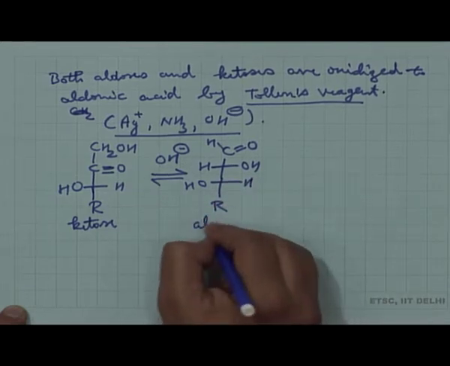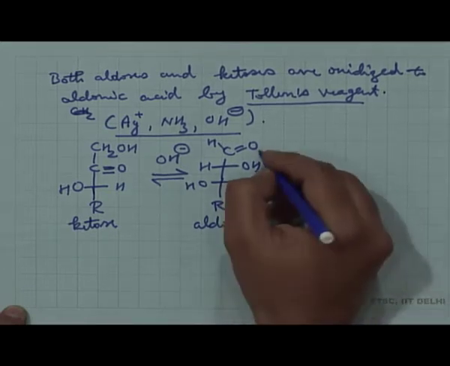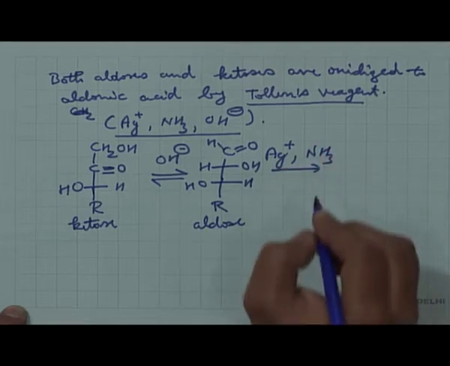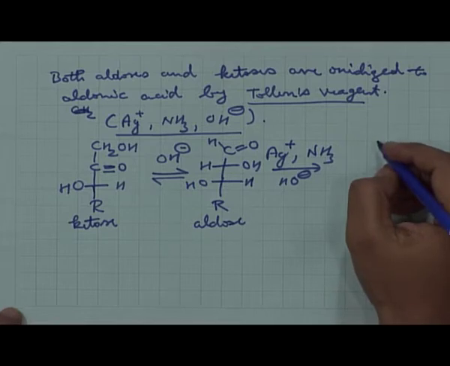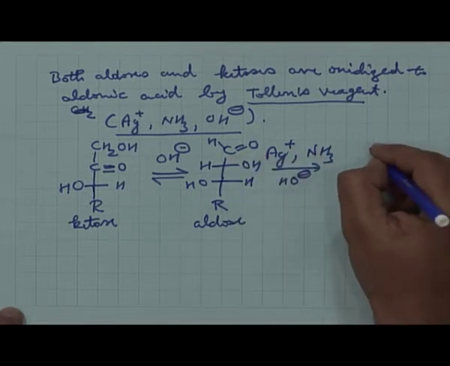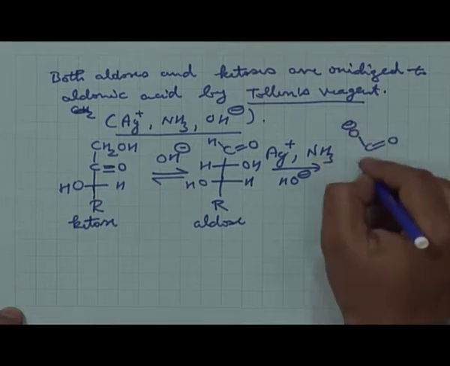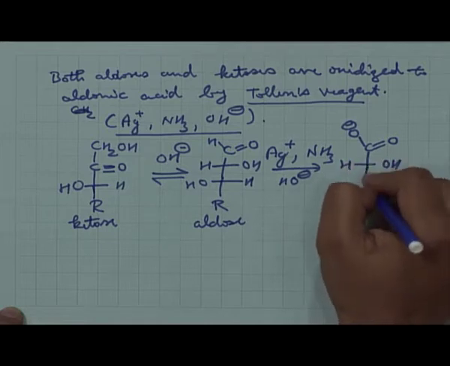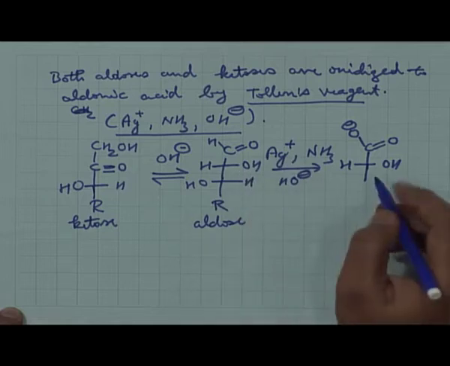So, it will form aldose. Now, this aldose in presence of Ag+ and ammonia can get converted to carboxylate ion by the oxidation of the aldehyde to a carboxylic group. That is why Tollens reagent can oxidize aldoses and ketoses.